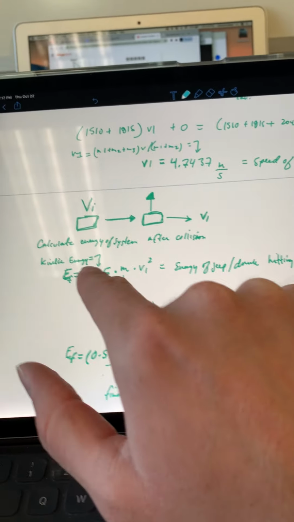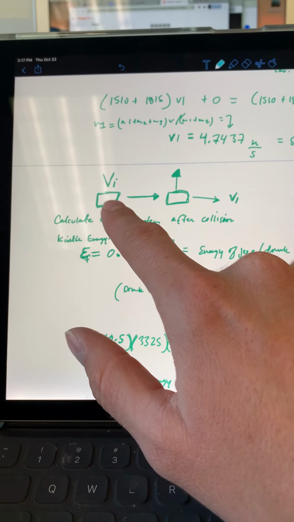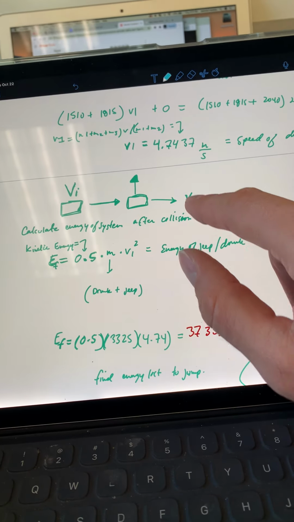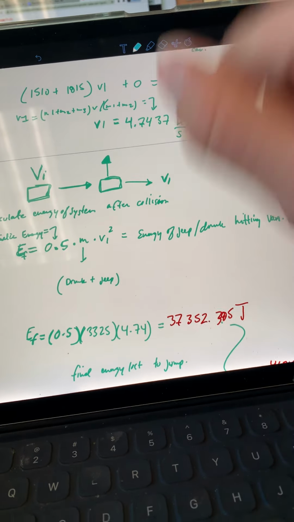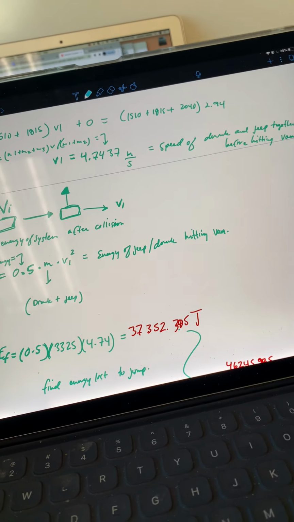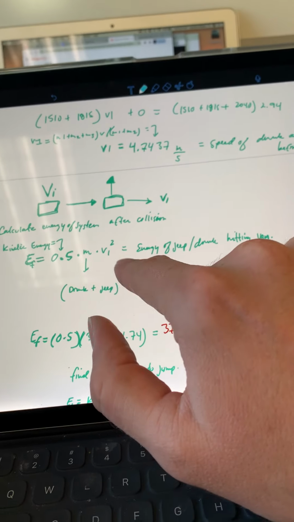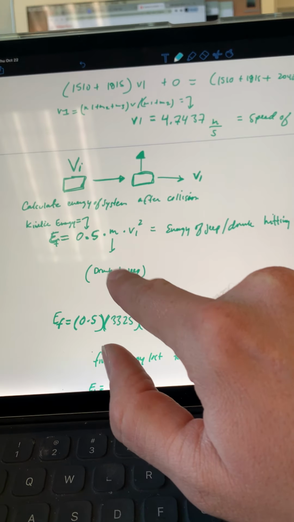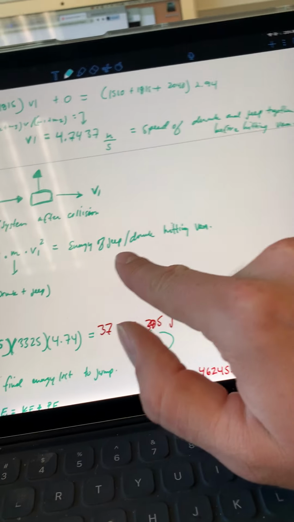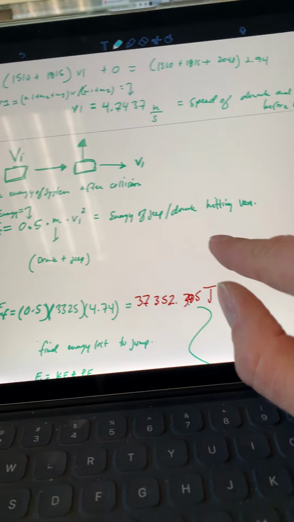Now we've got to calculate the energy of the system after the collision of the drunk with the Jeep, right? And this is before they start moving, right? So we know that their kinetic energy is equal to 1/2 times the mass, which is of the drunk and the Jeep together, times the V1 squared. Okay, this is the energy of the Jeep and the drunk hitting the van.